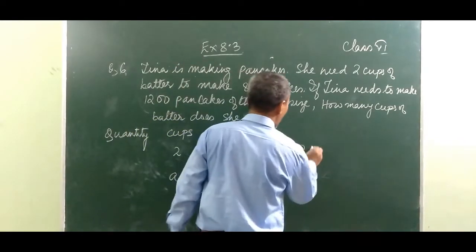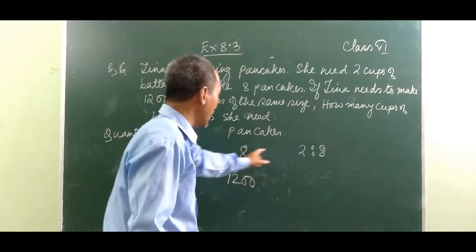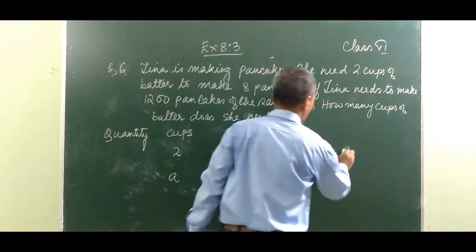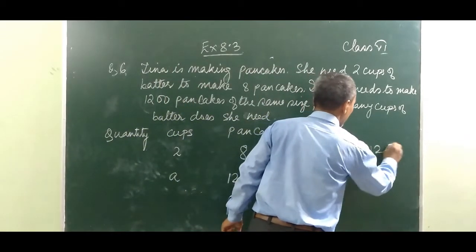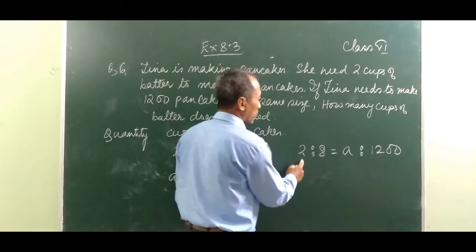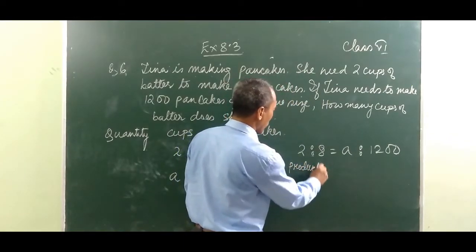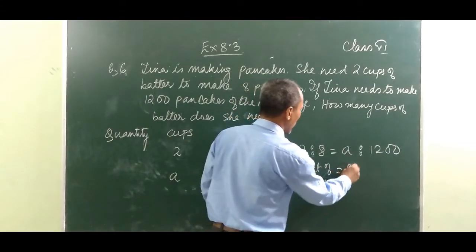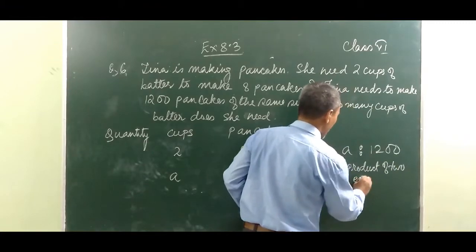So 2 is to 8. So here cup is 2, pancake is 8. So it should be in proportion. So how many cups required? A. How many pancakes to be prepared? 1200. So we know that the product of the two means will be equal to the product of the two extremes.